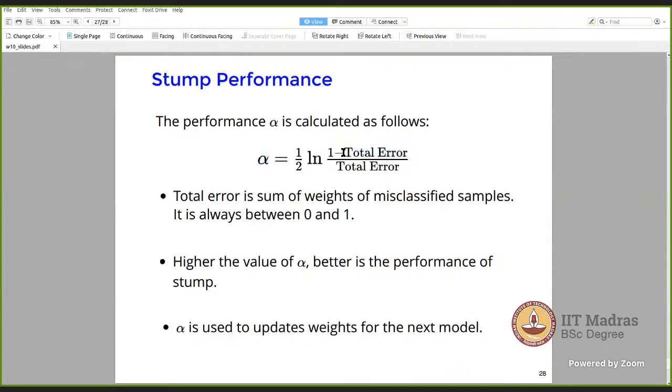Now, you can see here, if the error is high, this will be small, so the performance of that model will be small. On the other hand, if this error is small, this whole thing will be high, so the performance will be high. All right. So now, where do we use this performance? This performance is used in 2 places. One, for updating the weights of the samples for the next model. Second, in the end, when we are making the final prediction. In these 2 places, this performance alpha will be used.